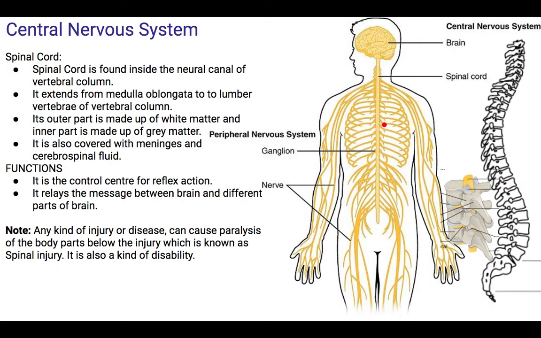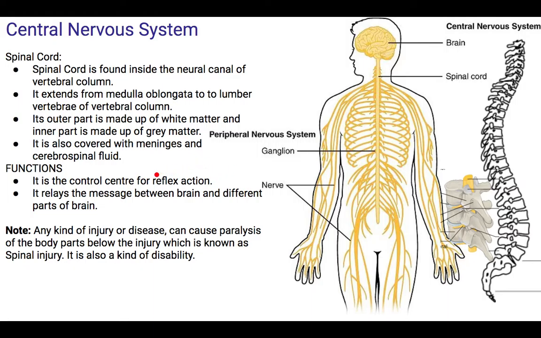And spinal cord controls one very important process of our body, that is reflex action. So reflex action is an involuntary but automatic activity that occurs in our body, which is controlled by spinal cord. There is no control of brain on this activity. And you may be asked, what is reflex action? As I told you, reflex action is an involuntary and automatic activity that occurs in our body.